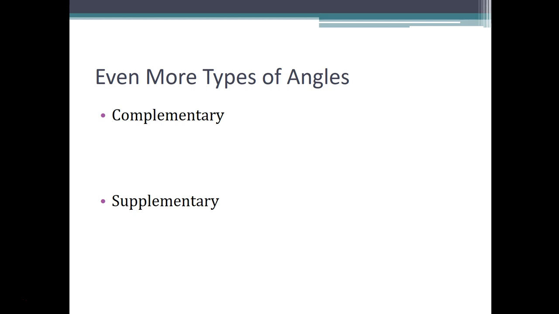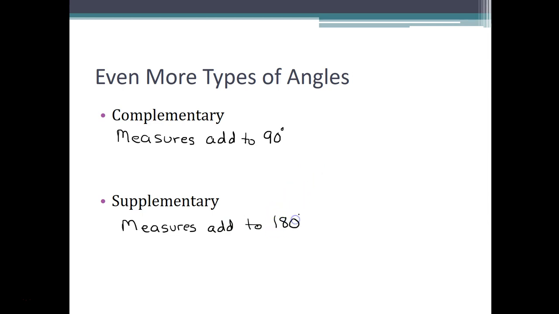Complementary and supplementary. Complementary measures add to 90 degrees. Supplementary measures add to 180 degrees. Little hint. C before S in the alphabet, 90 before 180 in the numbers. Because I know it's so easy to get confused which one's which. It's like, is it complementary or supplementary for 90 degrees? Well, just remember C comes before S in the alphabet, 90 degrees comes before 180 in the numbers.